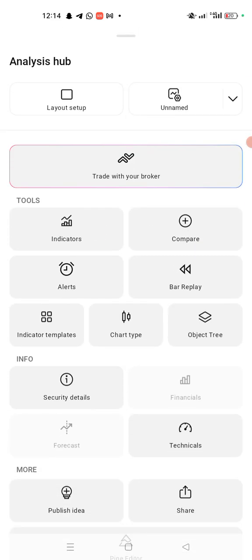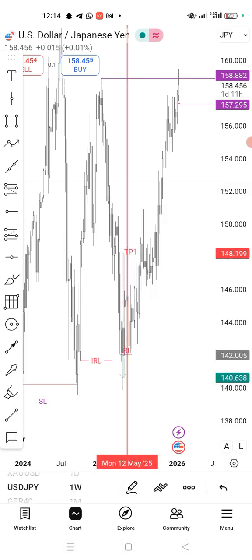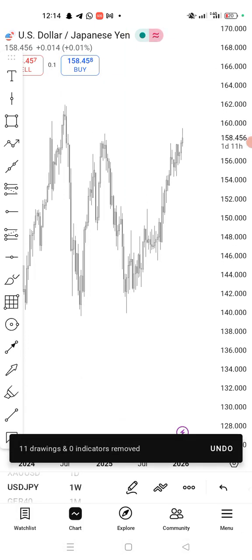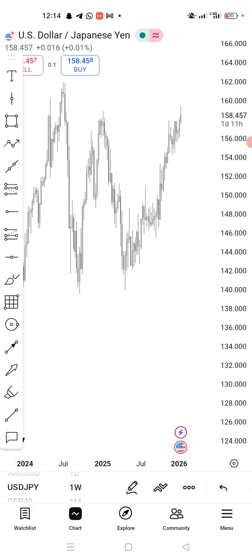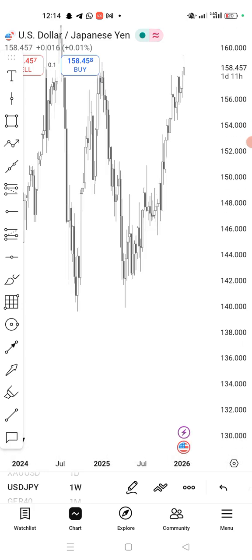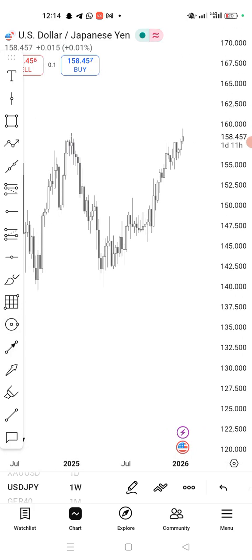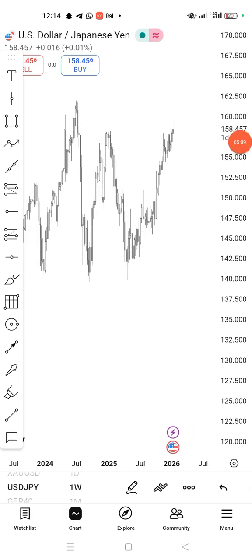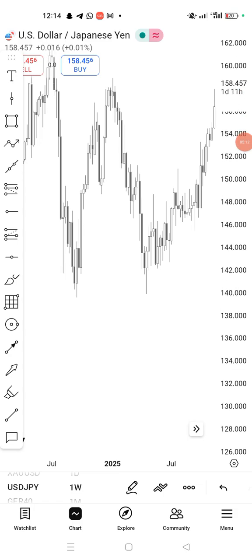Let me remove all charts first and foremost. Now the first thing, if I go to weekly, on this weekly, what do I have here? Let me just read the price action. Let me be fast with it. I don't want this video to be long. Now if I read this price action, what do we have here?